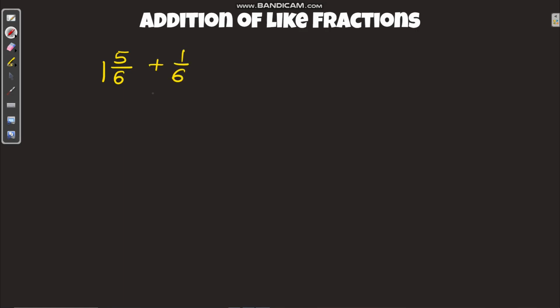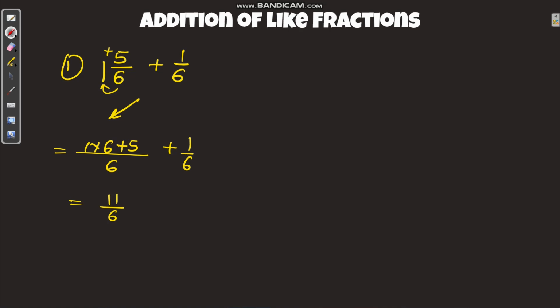Okay, now whenever you get a mixed fraction to add, there are two ways to solve this question. The first way is you convert this mixed fraction into an improper fraction. So how do you do that? You just multiply the denominator with the whole part, that is 1 into 6, then plus your numerator, the entire thing upon the denominator, and the other part is 1 by 6. So 1 into 6 is 6, 6 plus 5 is 11, so it will be 11 upon 6 plus 1 upon 6. If you notice, both the denominators are same, that means they are like fractions.